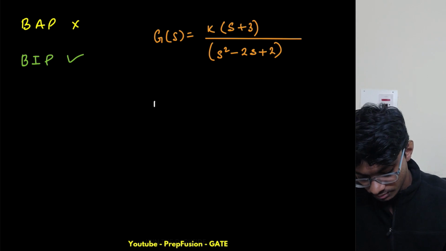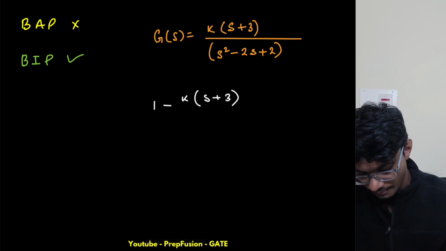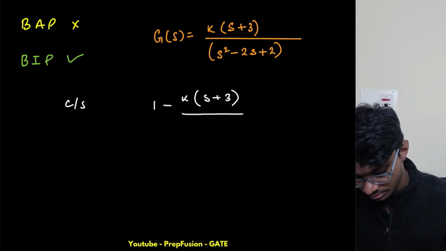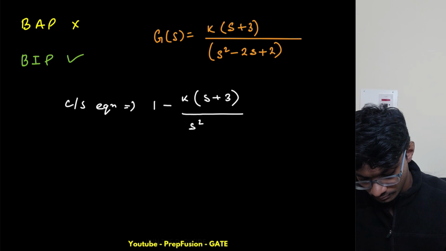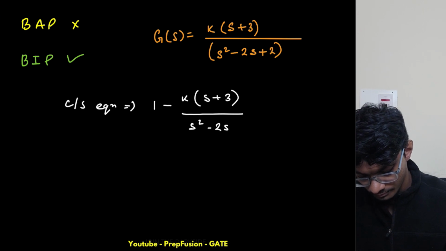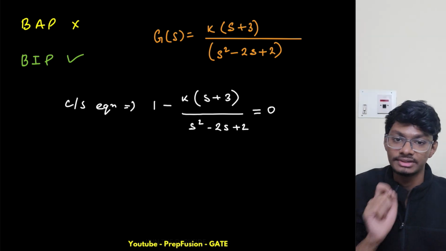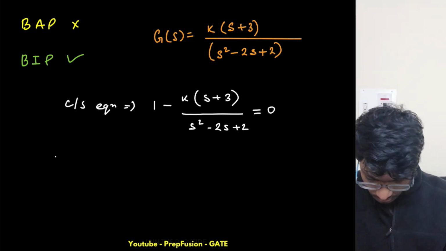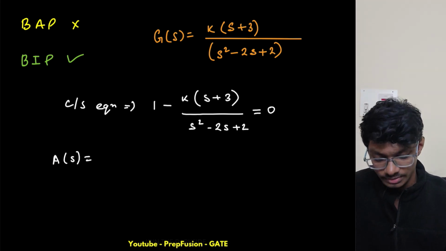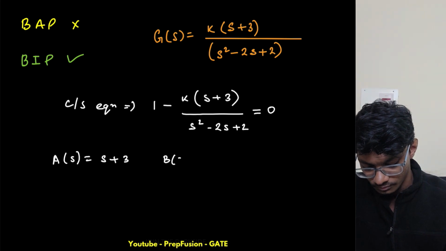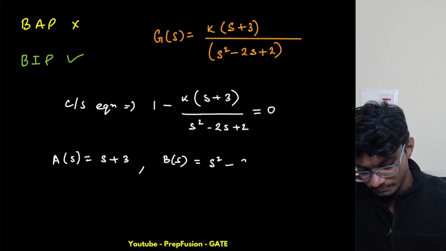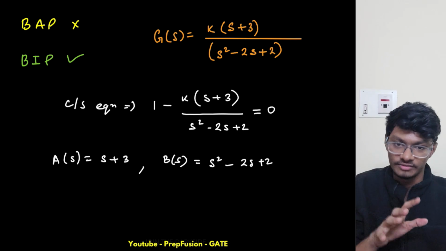So what I can write here is 1 minus k times (s plus 3) over (s square minus 2s plus 2) equals to 0. This is the characteristic equation, right? Now what is my A of s? A of s is s plus 3. What is my B of s? B of s is s square minus 2s plus 2, right? B of s is this, and A dash of s.